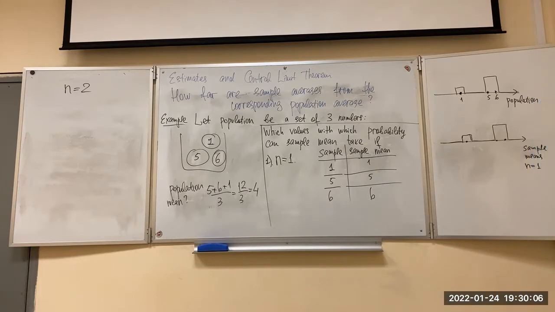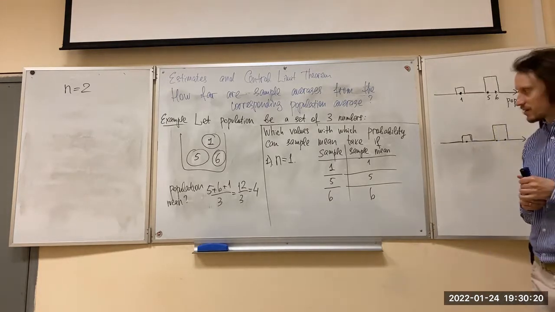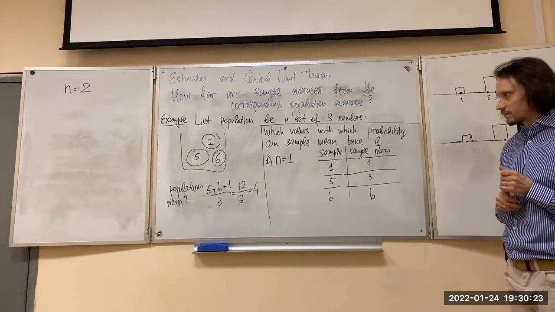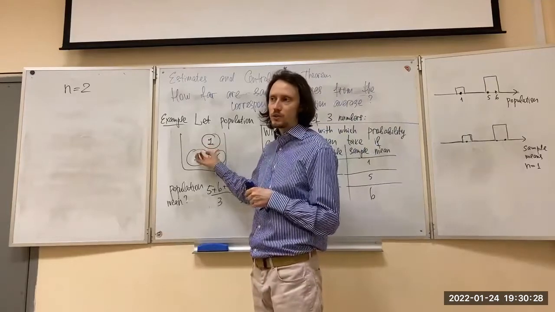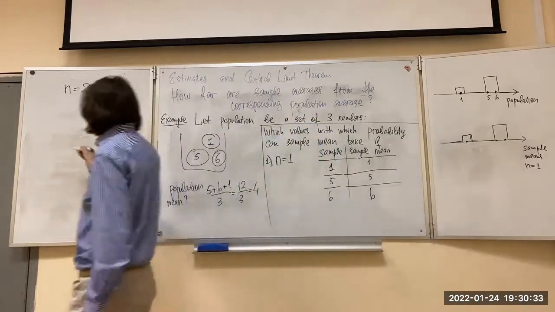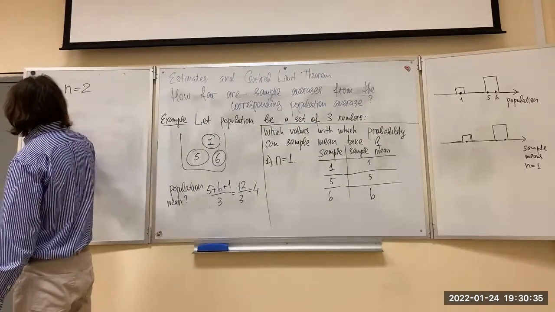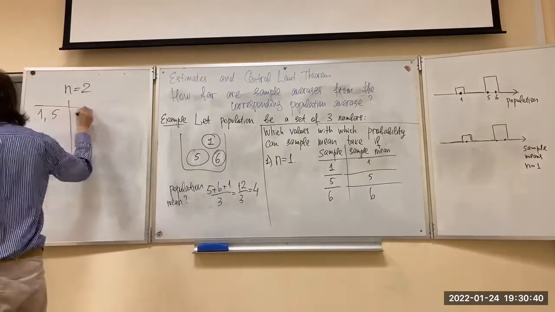Thank you everybody. I have several answers and all of them are good, but some of them are correct and some of them are not correct. Actually, a popular problem here is that you have to take into account the order in which you choose your balls. I mean that we have, for example, sample 1, 5, and the corresponding mean.